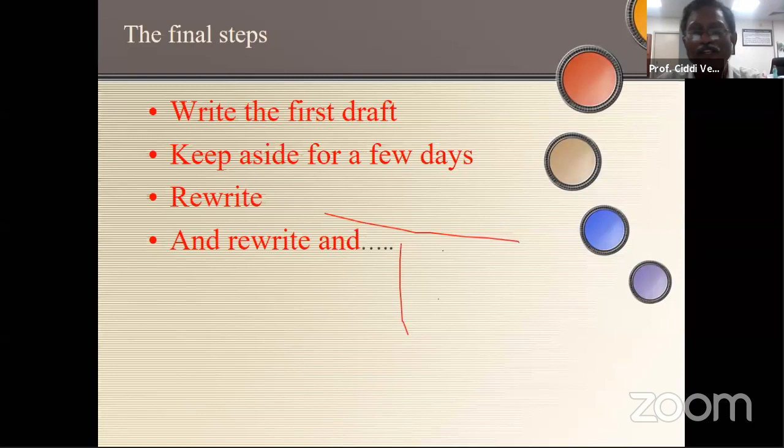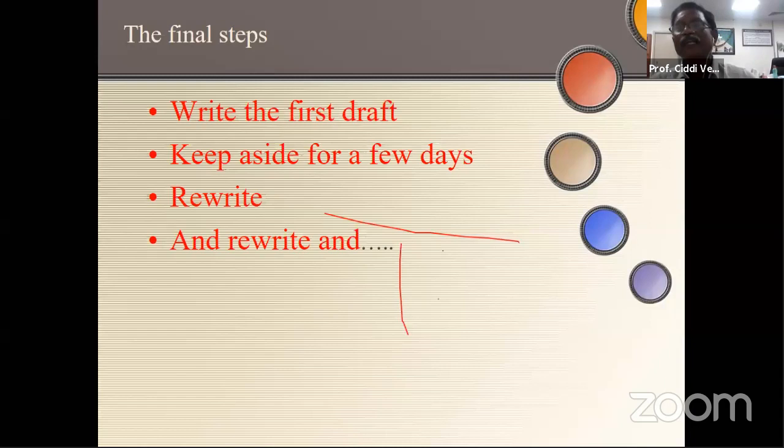When you were engaged, you might have written a first love letter. This love letter was modified several times. I'm sure the younger generation will understand that. Of course, now SMS language is there, but forget about that. My generation used to write only love letters. So you write this letter, keep it aside, and then you read it. Am I that stupid to write this kind of letter? You will find it yourself, and again you read and rewrite 10 times, 5 times, 6 times, then you will get a good draft.